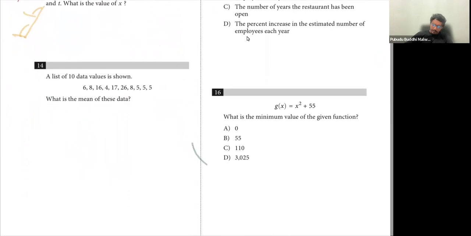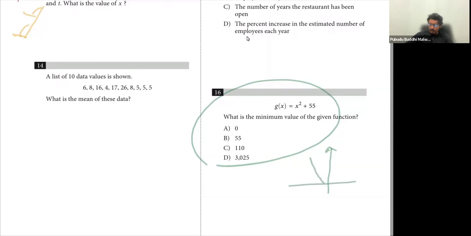The minimum, multiple ways. Here's the x squared curve. X squared plus 55, we have to shift this 55 units upward, like this. So very obvious. For x squared, the minimum point is this 0, 0. After shifting that by 55 points, this point is 0, 55. So 55 is the answer.